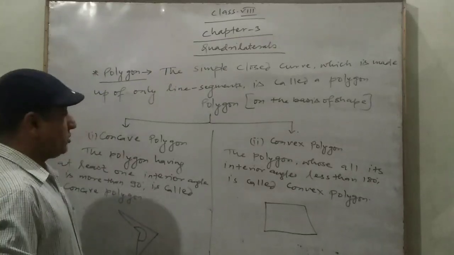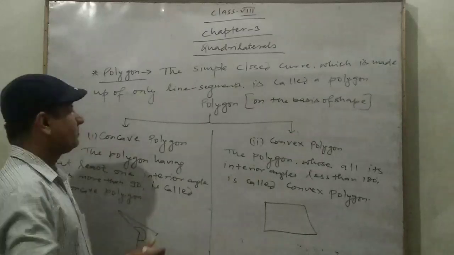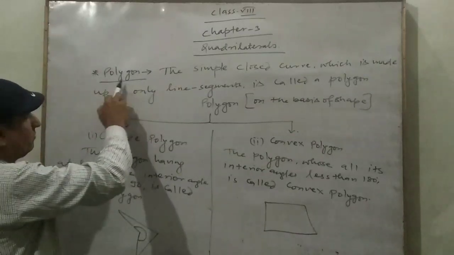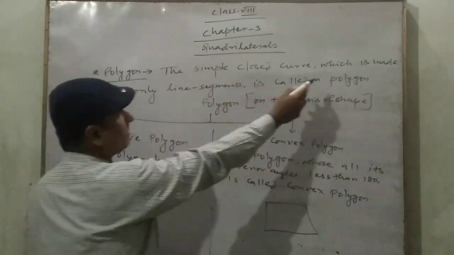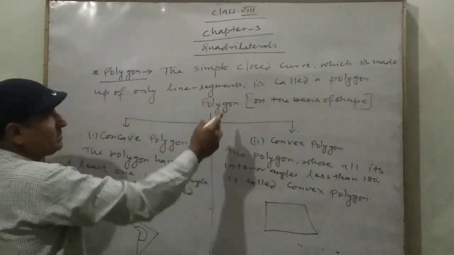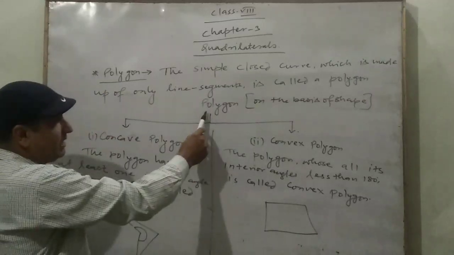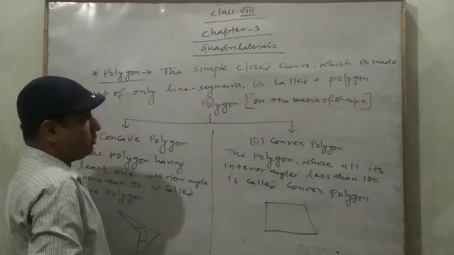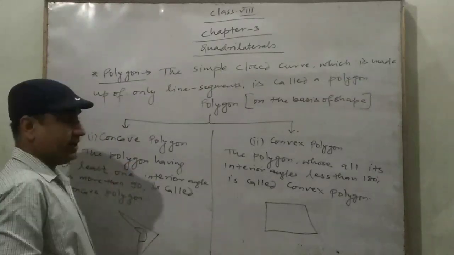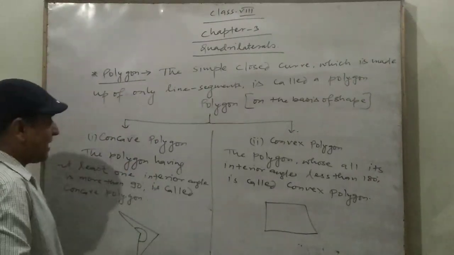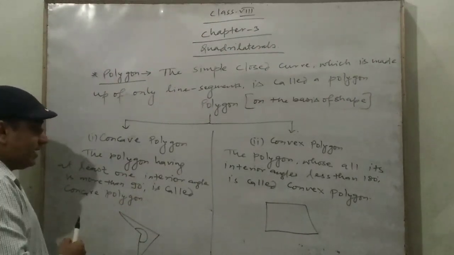On the basis of shape, there are 2 types of polygons. Polygon: the simple closed curve which is made up of only line segments is called polygon. On the basis of shape, there are 2 types: concave polygon and convex polygon. And what is a concave polygon? The polygon having at least one interior angle more than 180 degree.